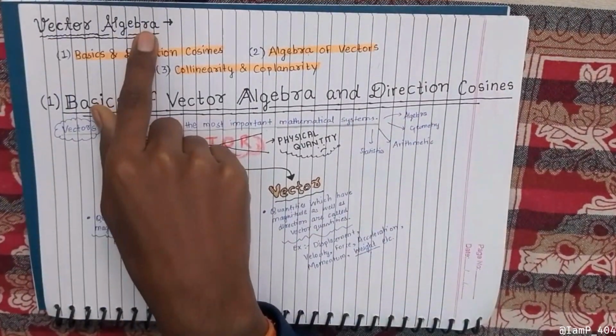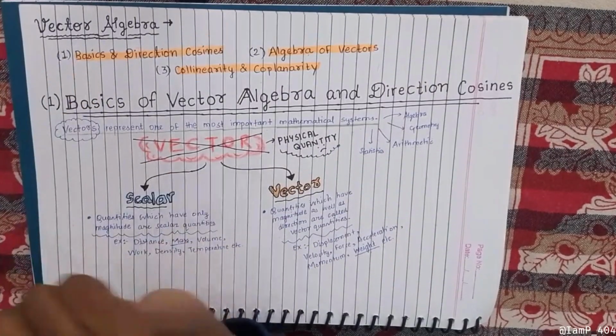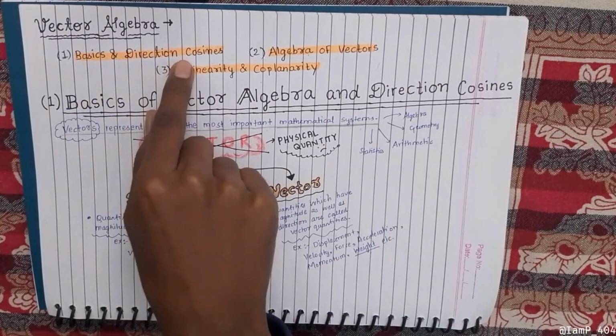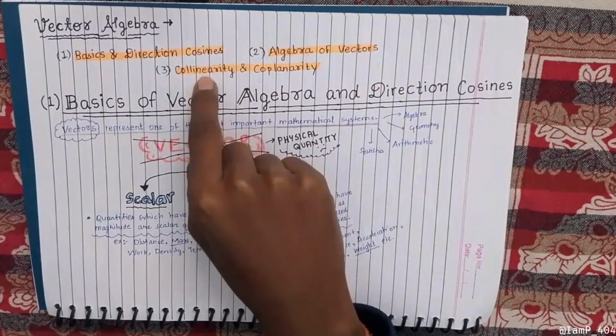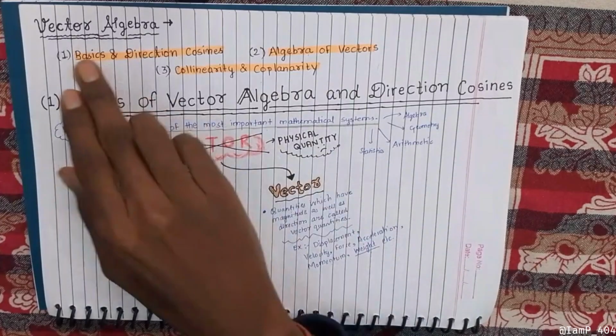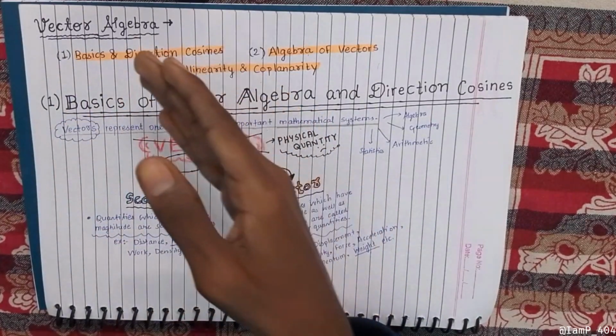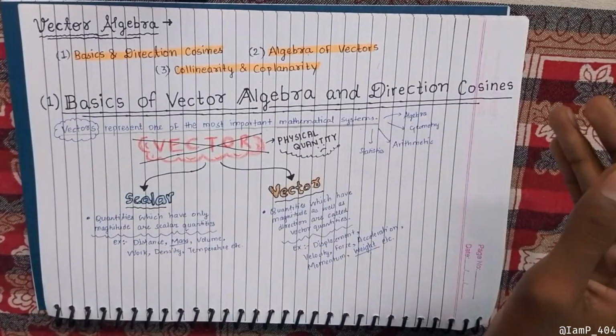Vector algebra can be classified into three categories. First, basics and direction cosines. Second, algebra of vectors. And third, collinearity and coplanarity. We started the first part, which is basics of vector algebra and direction cosines.